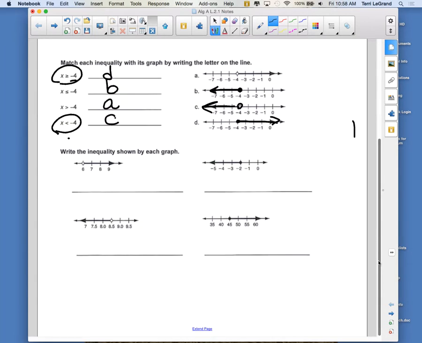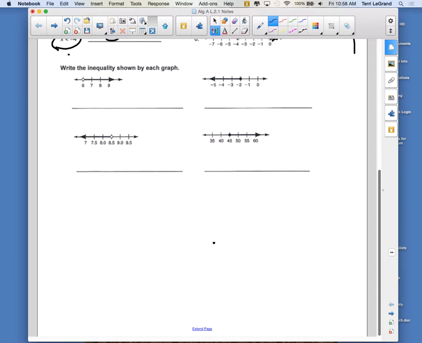Okay, now that we know how to do this, we're going to write the inequality shown by the graph. First one. First of all, there's always an endpoint. You gotta decide if the endpoint is part of the solution or not. And then you gotta decide what other numbers are also part of the solution. So anybody think they know which inequality statement we could write to represent that number line graph for the first one?